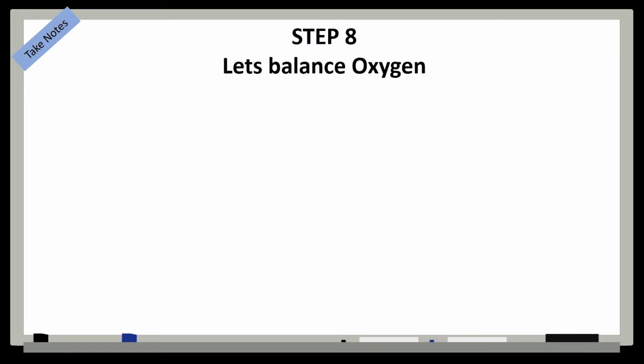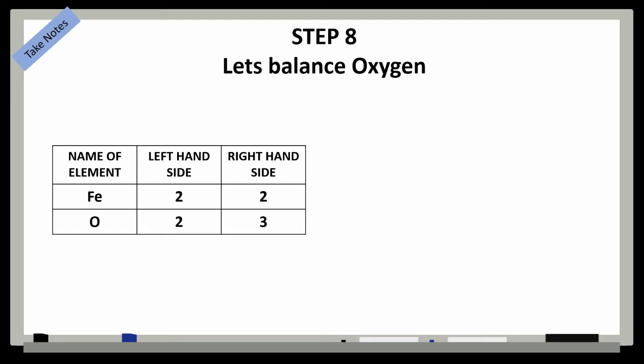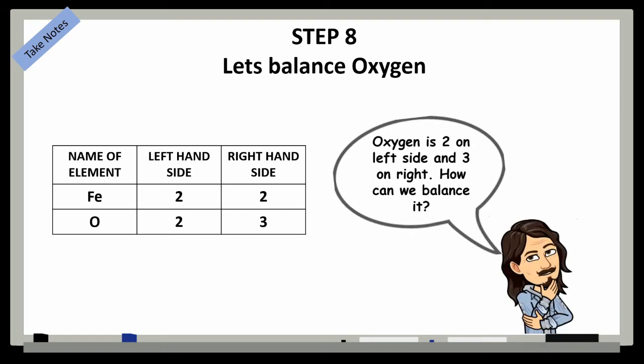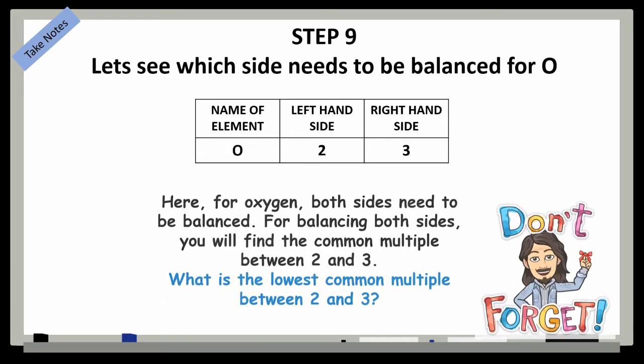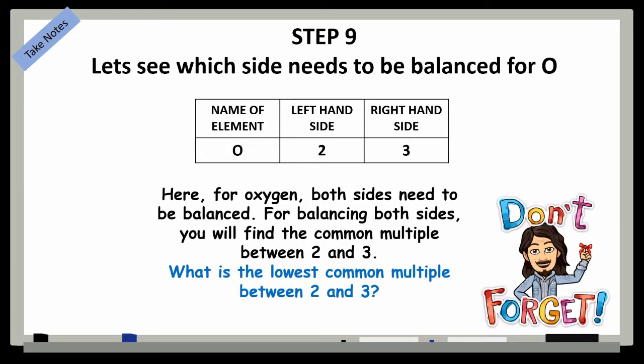We'll have to balance oxygen, which is the next element. This is the table that we got after modifying iron. One thing you need to notice here: oxygen on one side is 2, on the other side it is 3. It's not very straightforward. How do I balance something like this? I don't think it can be balanced simply, for a very simple reason. Let's look at both of these sides carefully. We have 2 on one side, 3 on the other side.